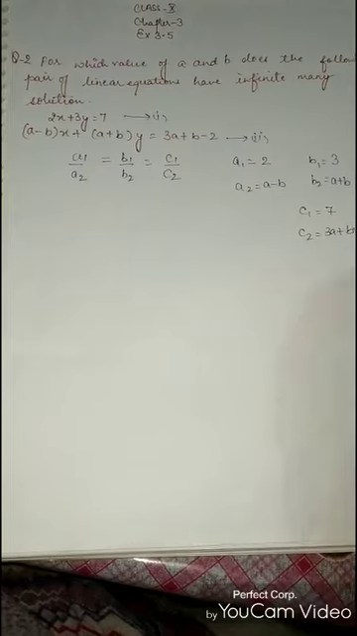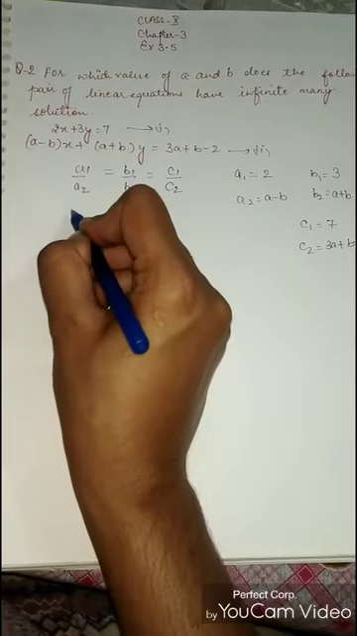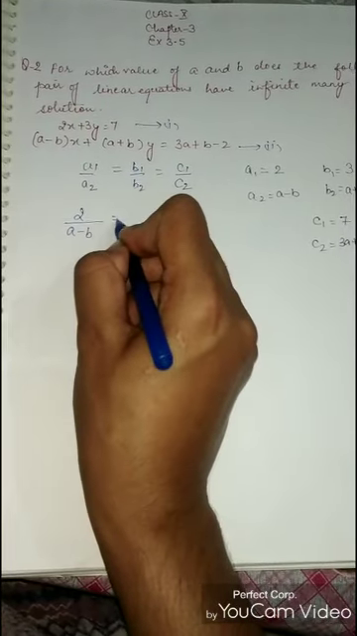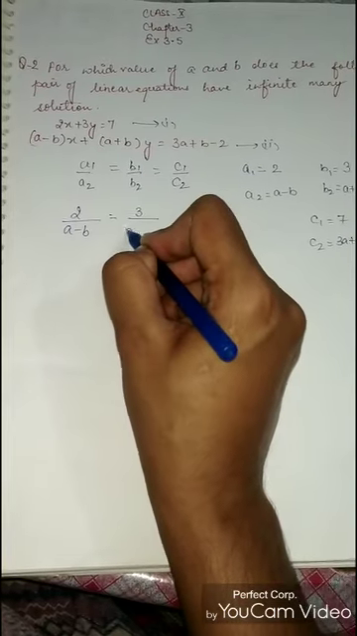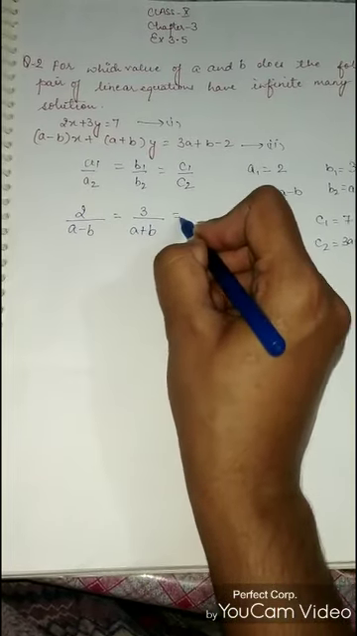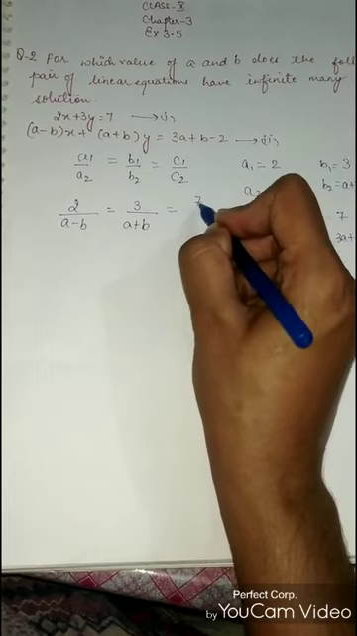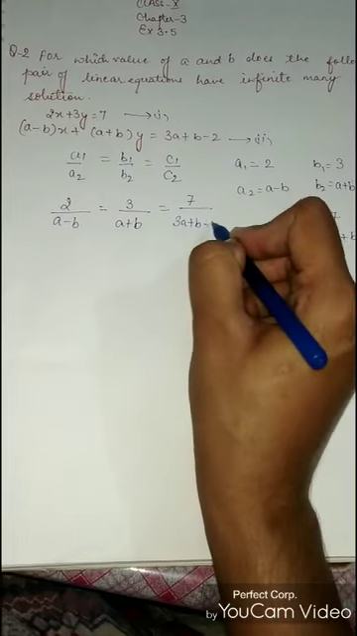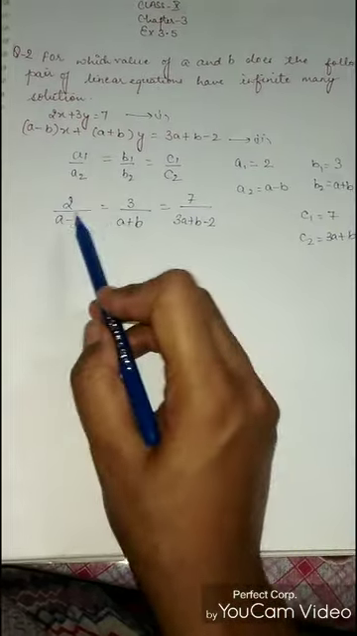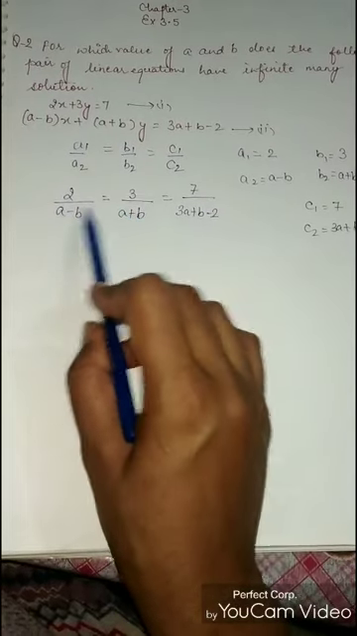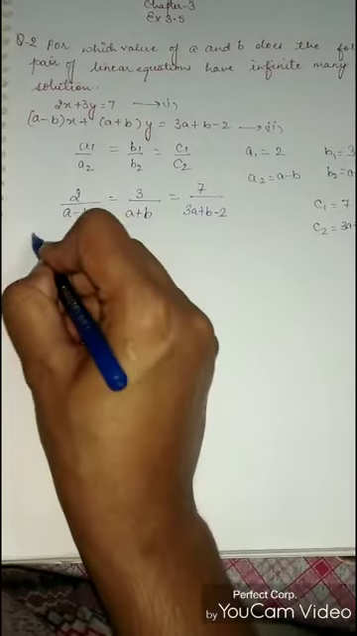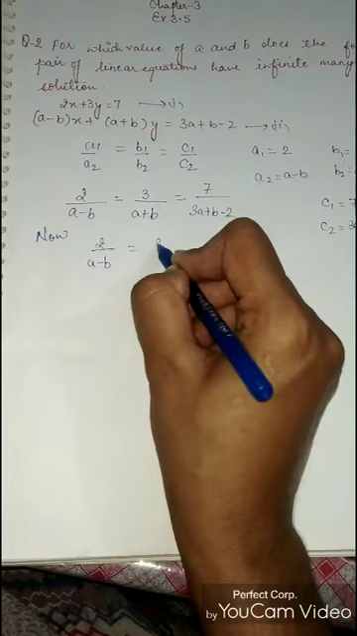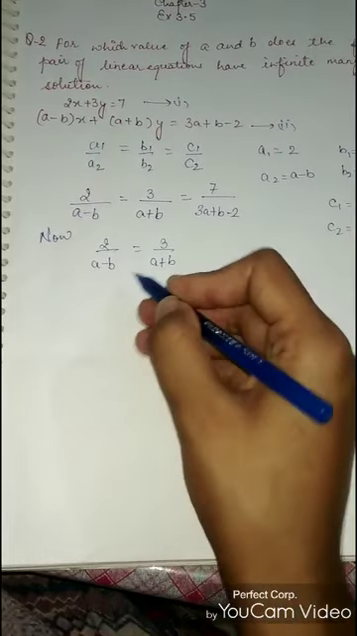Okay. So now write the terms. a1 upon a2, 2 upon a minus b, is equal to b1 upon b2, 3 upon a plus b, is equal to c1 upon c2, 7 upon 3a plus b minus 2. Now we'll take two terms separately. We'll compare these two and these two. So now we'll say that 2 upon a minus b is equal to 3 upon a plus b. From this we'll form one equation.